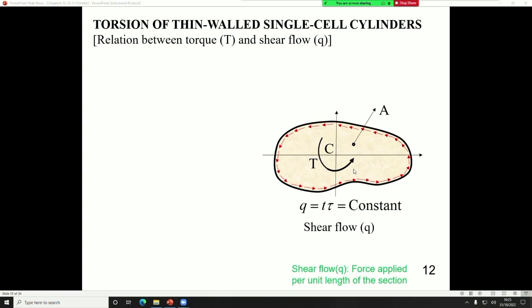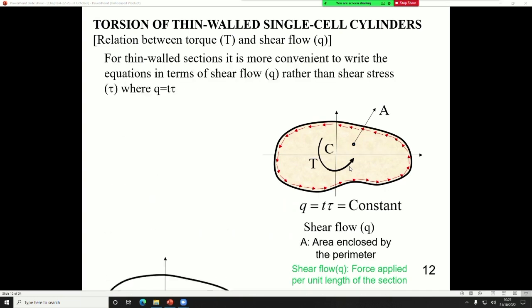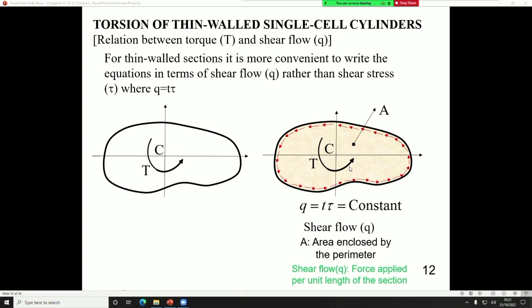So the next step is to find a direct relation between the torque applied and the shear flow, which is constant around the section. So this is the torque. And we established that around this section, we have a constant shear flow applied. So I'm looking at a tiny element on this section with the length of ds. And the shear flow in that tiny element is q. So if I multiply q by ds, it gives me a force.